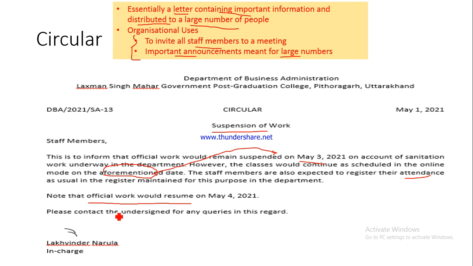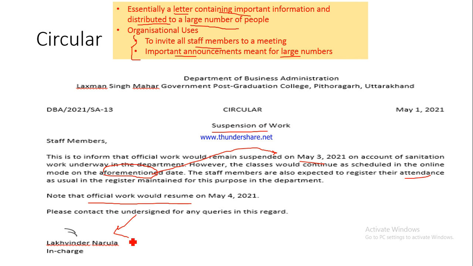Right? And please contact the undersigned for any queries in this regard. I hope now you remember undersigned means the person who has signed it, Mr. Lakhvinder Narula, who is in charge of this particular department. So this circular is communicating that the official work would remain suspended on 3rd of May. Fine. And since this has to be circulated to a large number of workers, we are not writing individual letters. And since this is a very important piece of information, we also cannot rely on notices only. So that is why we have come up with this circular.